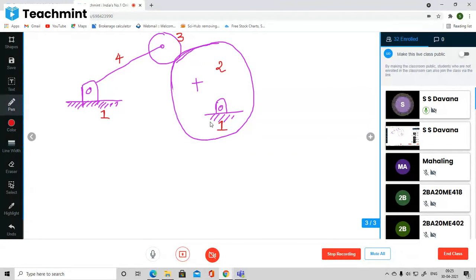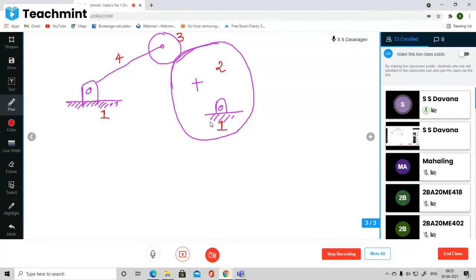So that means, just read the meaning here. One or more links of a mechanism can be moved without causing any motion to the rest of the links of the mechanism. As the roller takes rotation, it is not going to cause any motion to the other links.